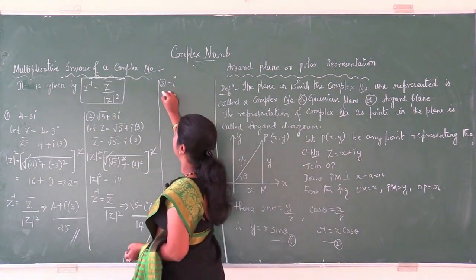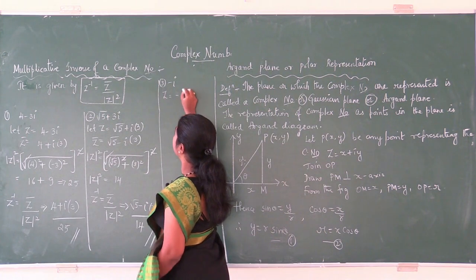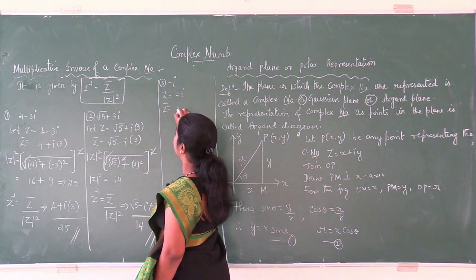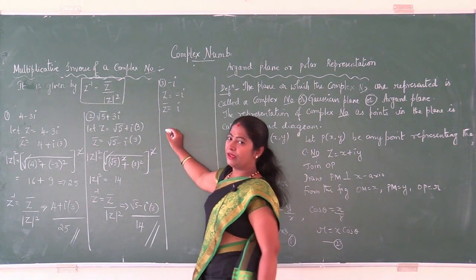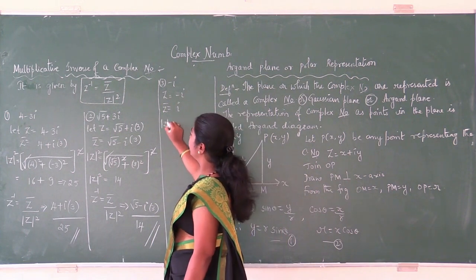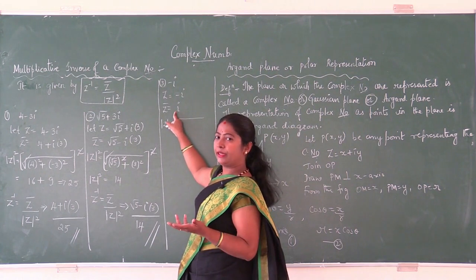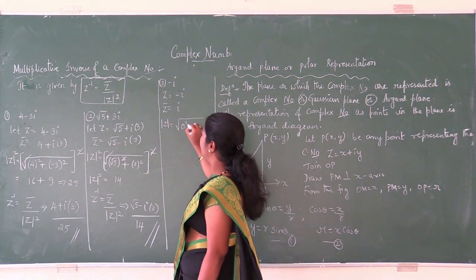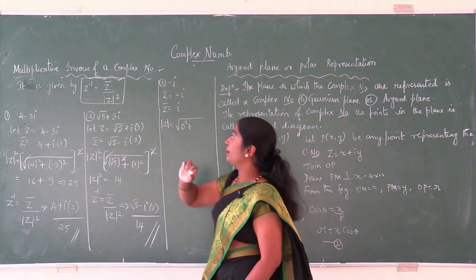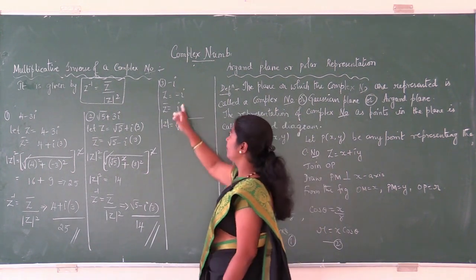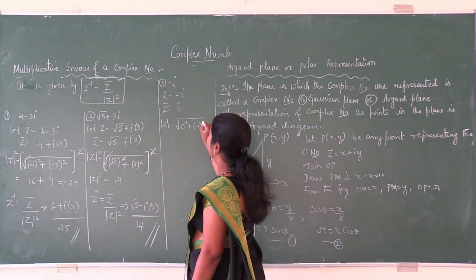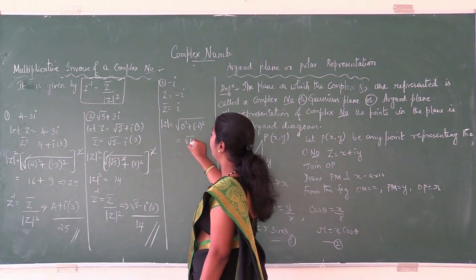So we shall denote Z equal to minus i. What is Z bar? Z bar will be plus i. We shall find the modulus of Z now. Square root of the real number. Do we have a real number there? No. So we'll consider it as 0 square. What is the coefficient of the imaginary number? The imaginary coefficient is minus 1 square. This will sum up to root 1.